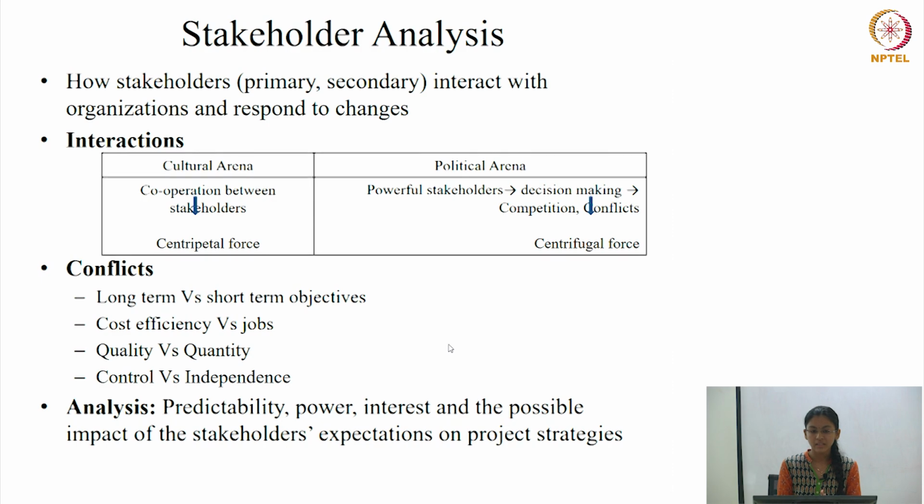Control versus independence. Each stakeholder wants to be independent while working. That may not happen in all the projects, and this conflict can be attributed to almost all projects, not only construction projects. Coming to the analysis, it depends upon the predictability, power, interest, and the possible impact of the stakeholders' expectations on the project strategies.